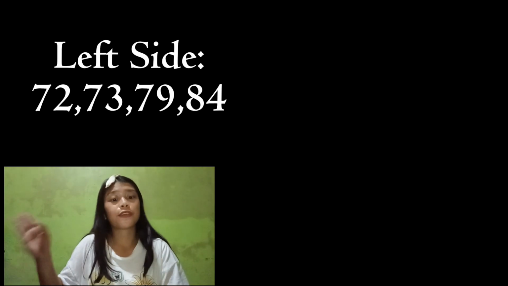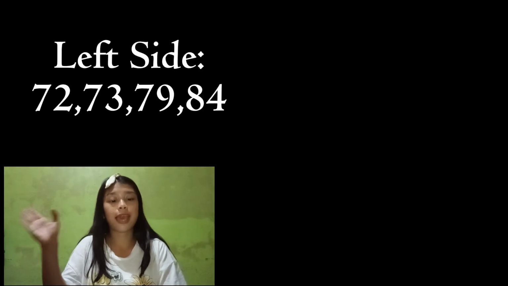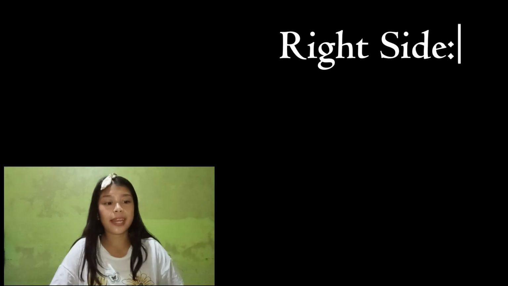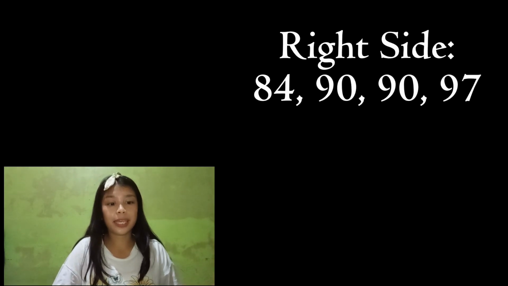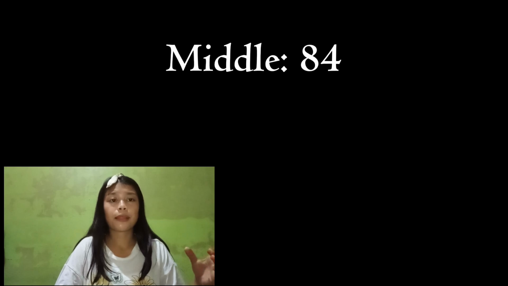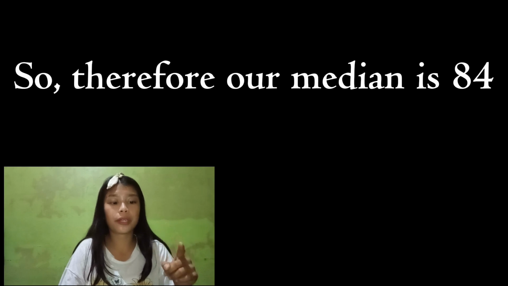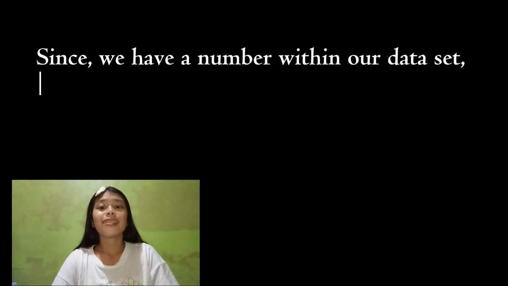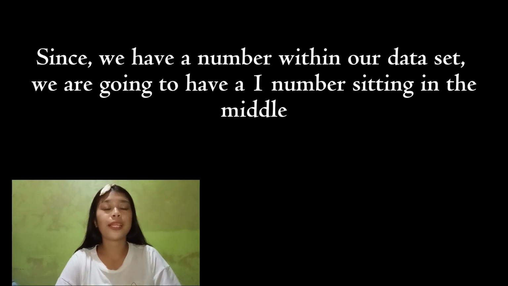the left side is 72, 73, 79, and 84. And the right side is 97, 90, 84. And the middle of our numbers is 84. So 84 is our median. Since we have an odd number within our data set, we are going to have one number sitting in the middle.